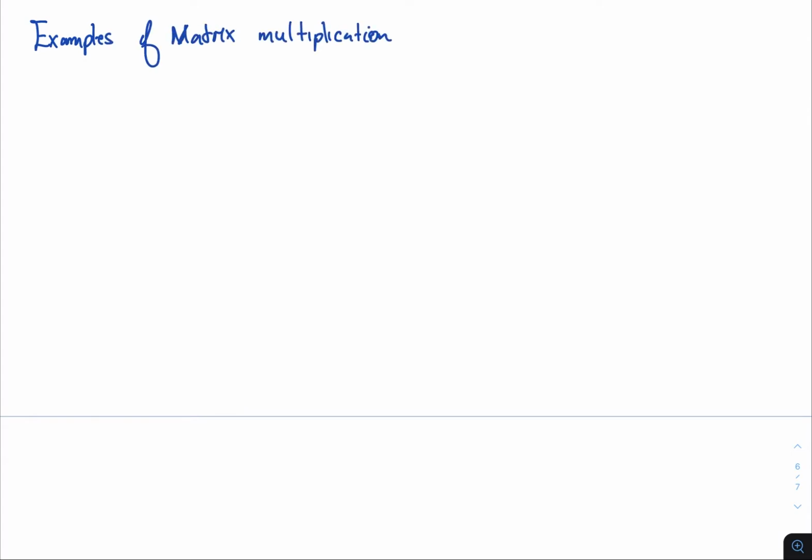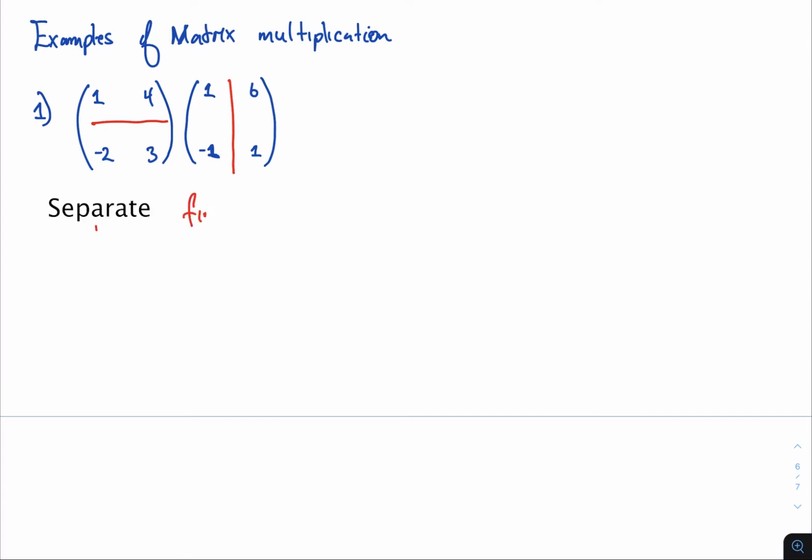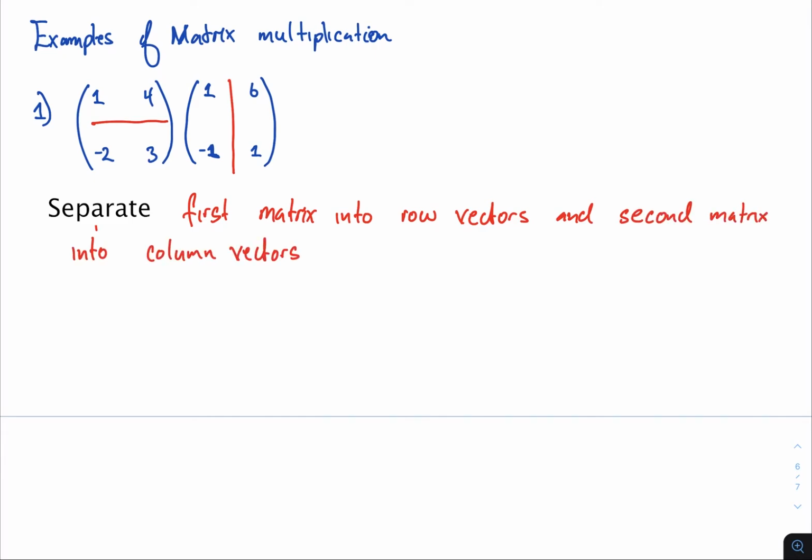Here we look at our first example, which is 1, 4, -2, 3 times 1, 6, -1, 1. The first step when multiplying matrices is to separate the rows in the first matrix and the columns in the second matrix.